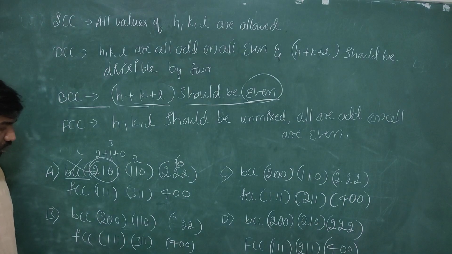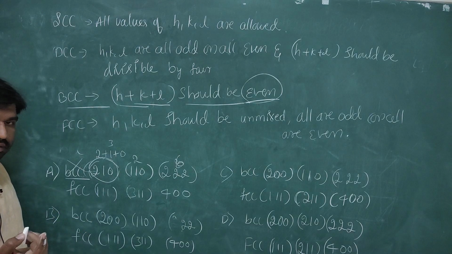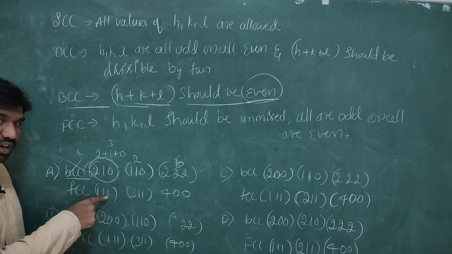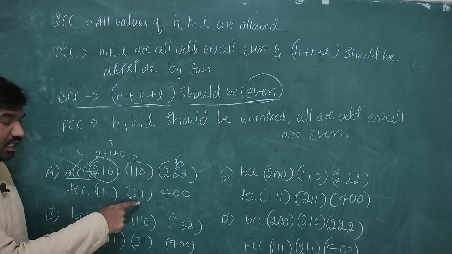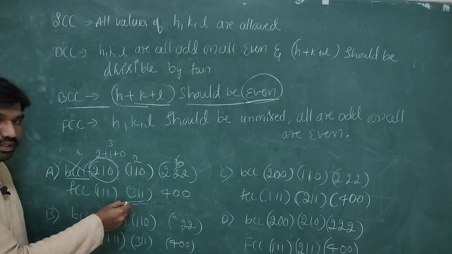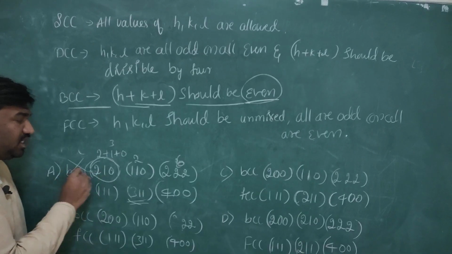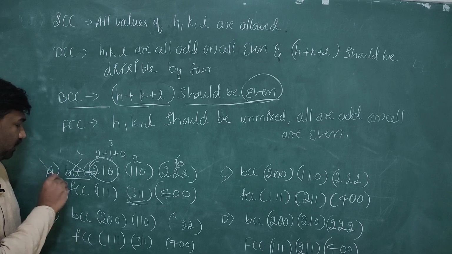And for FCC, 1 1 1, all the 3 are either odd or even. Here also all the 3 Miller indices are odd, and all the 3 groups are even, okay, but BCC is not satisfied. So, this option is not correct.